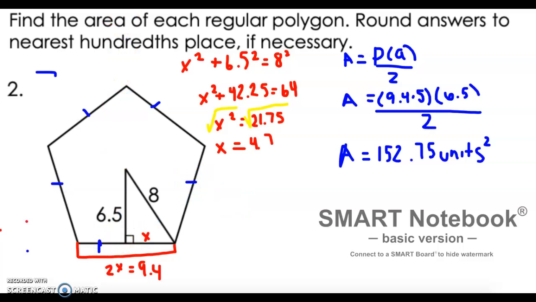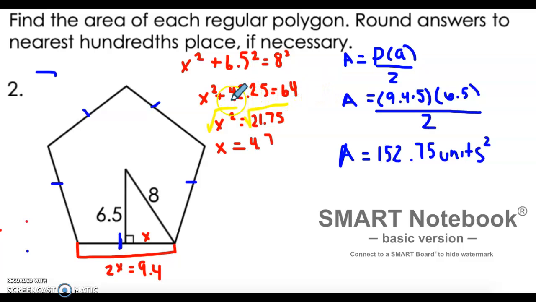Okay, so before we can find the area, we need to find the length of a side of the polygon. And to do that, we need to first find this x value here. So you see we have a right triangle. To solve for x, we're going to use the Pythagorean Theorem. So x squared plus 6.5 squared equals 8 squared. When we solve that, we get x squared plus 42.25 is equal to 64.